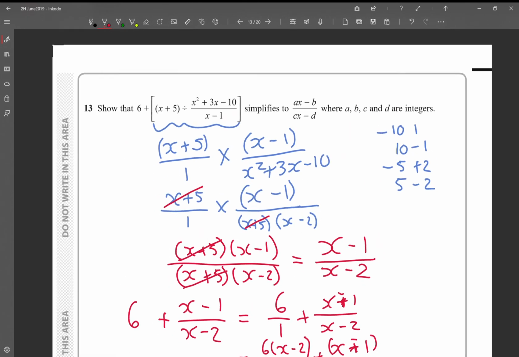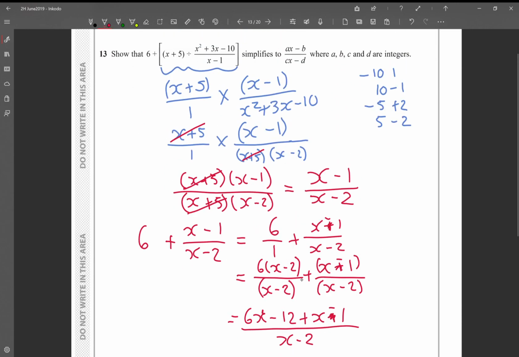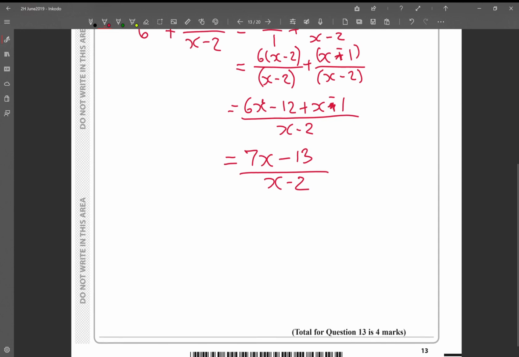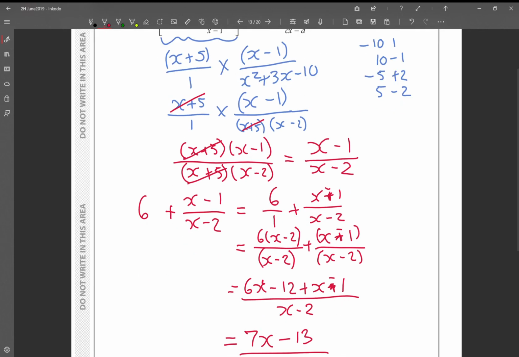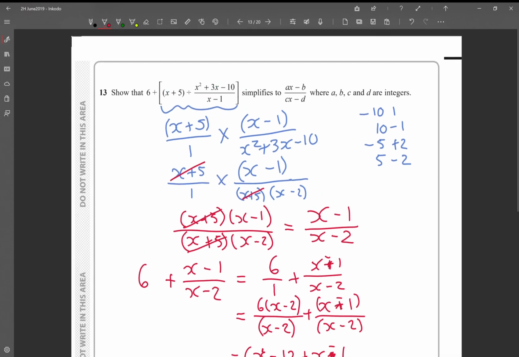If you look at what they want you to get to, ax minus b over cx minus d is in that format, and it says where a, b, c and d are integers, and they are. So a would equal 7, b would equal 13, c would equal 1, d would equal 2. You don't need to do this, but I'm just showing you. They've given you the minus, haven't they? So you don't need the minuses there. But essentially it's in the same format, and they are whole numbers. And that is it.